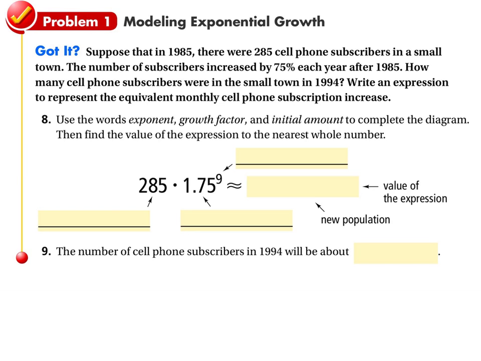So the 285 was our initial amount. The 1.75 is our growth factor. It increased 75%, so 100% plus 75% each time is our growth factor. This is our exponent, 9. And our new population, well, when we multiply this out, we're going to see it's 43,872. That's our new population.